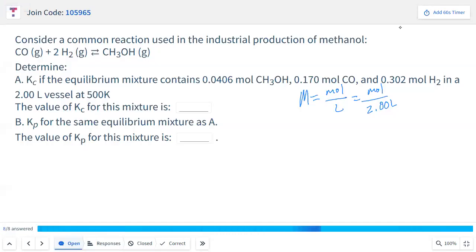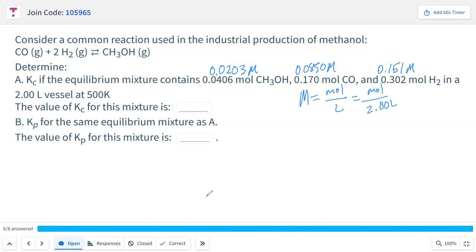All right, let's see how we did. So let's start with the easy stuff here. We need to convert all of these moles into molarities. Since it's moles per liter, we're doing moles divided by 2 liters. So 0.0406 is going to become 0.0203 molar methanol. 0.17 is going to become 0.0850 molar carbon monoxide. 0.302 moles would become 0.151 molar hydrogen.